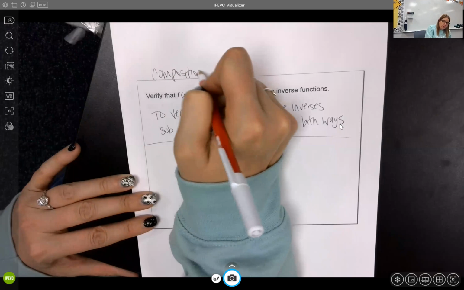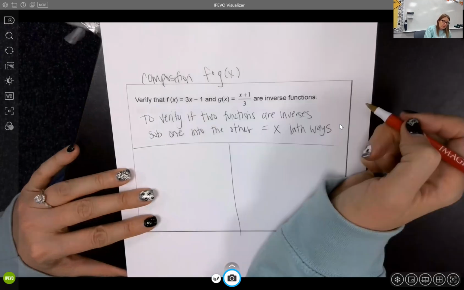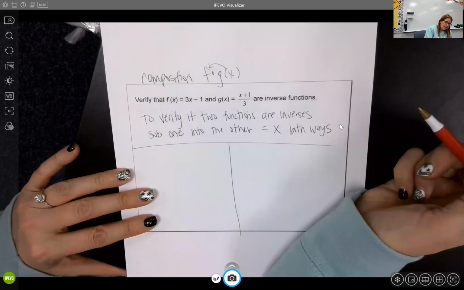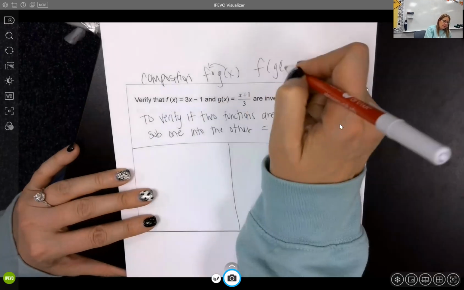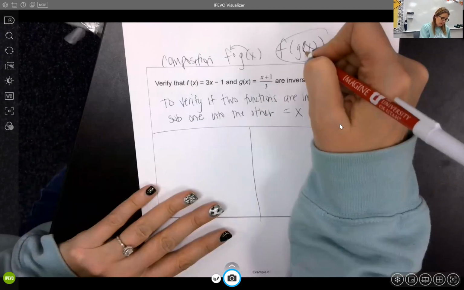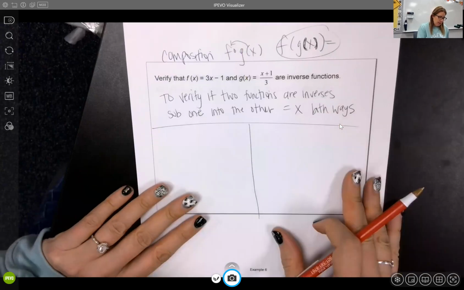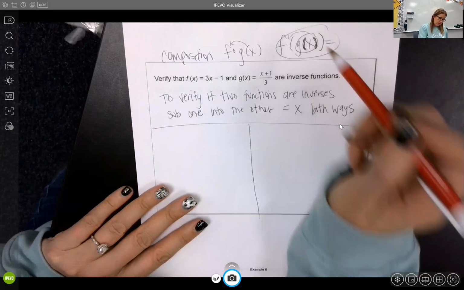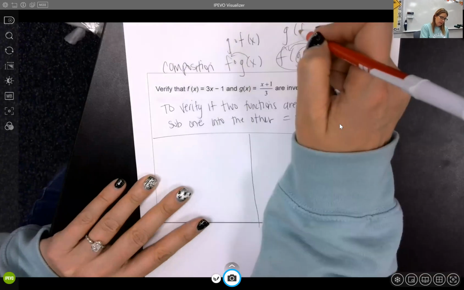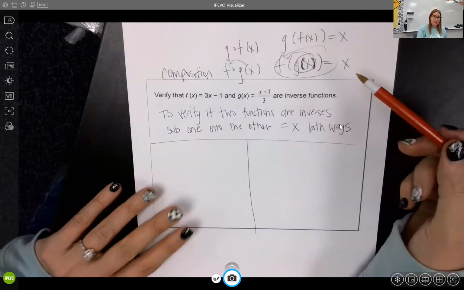A couple of ways you can write composition. You can write f of g of x, which would mean I'm putting g into f. Another way is writing f of g of x with the small circle. This is the more common one that you'll see, especially moving on into calculus, and you'll see both. It means g is going into f. And then we're going to do the other way around as well, g of f. When I solve these two equations and simplify, I have to get x.